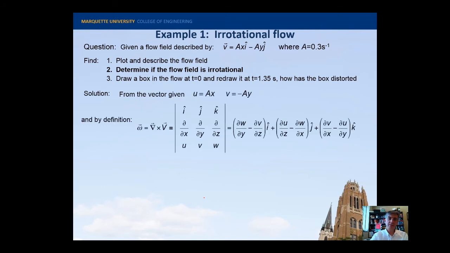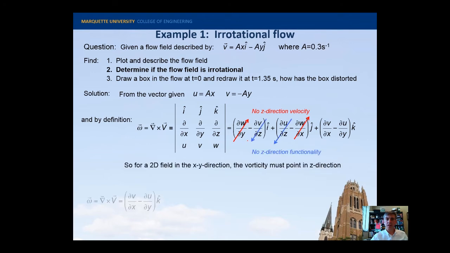Well, we have our vector components, little u and little v, and so it's quite easy just to take the cross product of del cross v. We have written out here the full vorticity vector, but since there is no velocity in the z direction, all of the terms containing w are 0, or flow in the z direction.